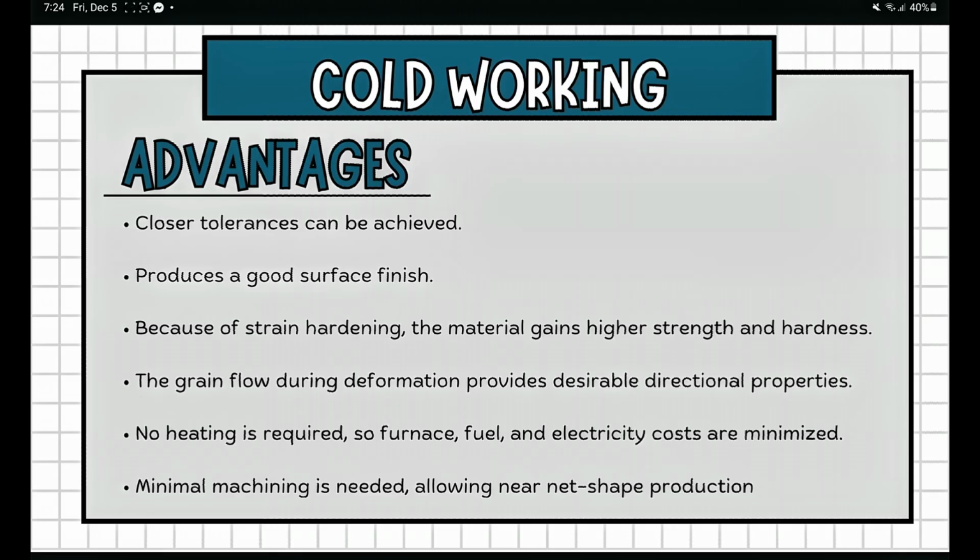The fourth one, grain flow gives desirable directional properties. When you deform the metal, the grains stretch in the direction of the applied force. This improves strength and performance in that direction.